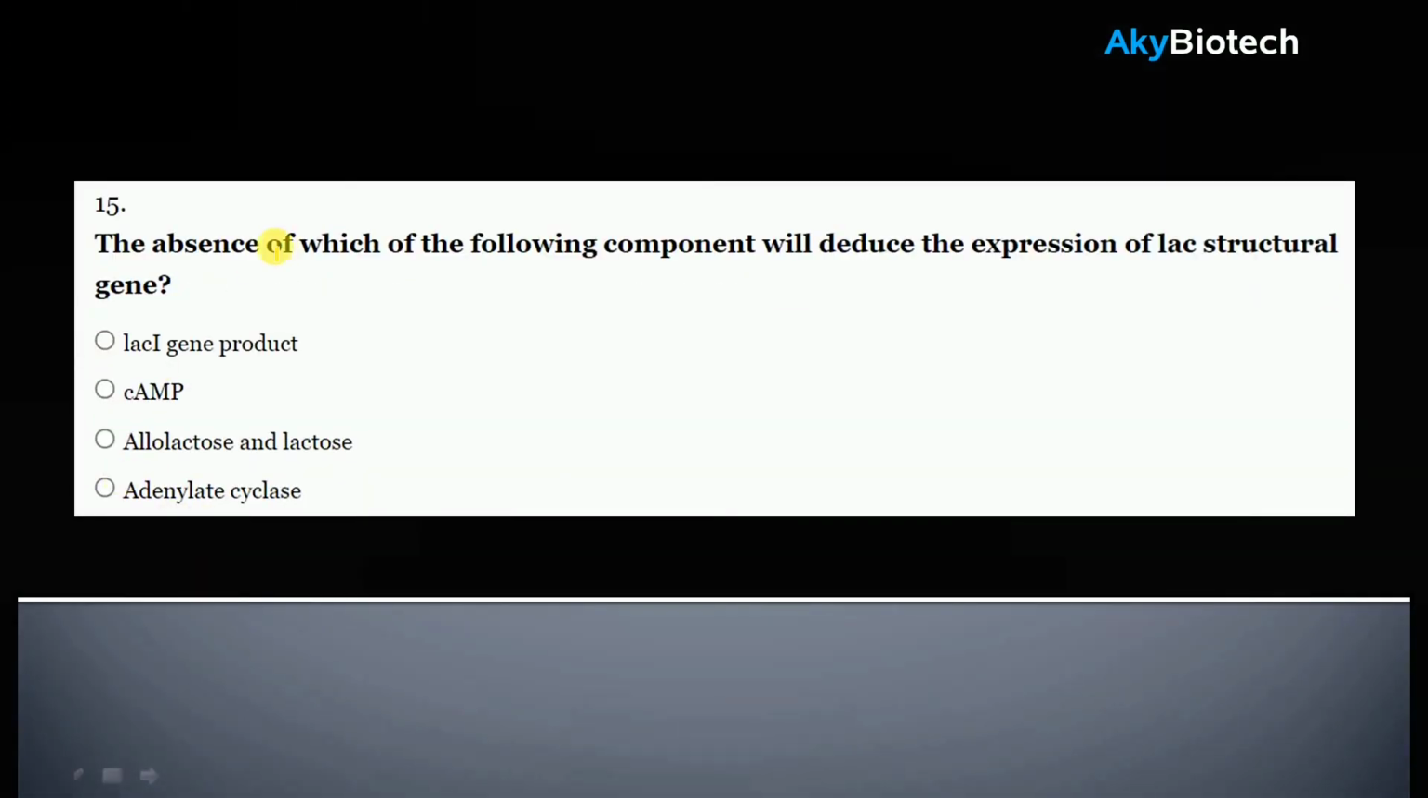Coming up to the next question. The absence of which of the following components will reduce the expression of Lac structural genes? So we have 4 options. Any guesses? This is again an important question. A is the correct answer itself, that is the Lac I gene product. Again an important question asked many of the times in the examination.